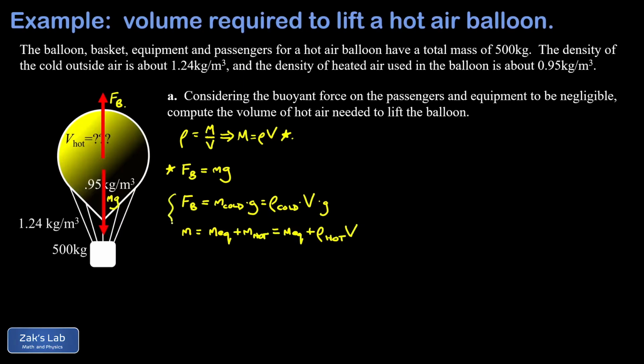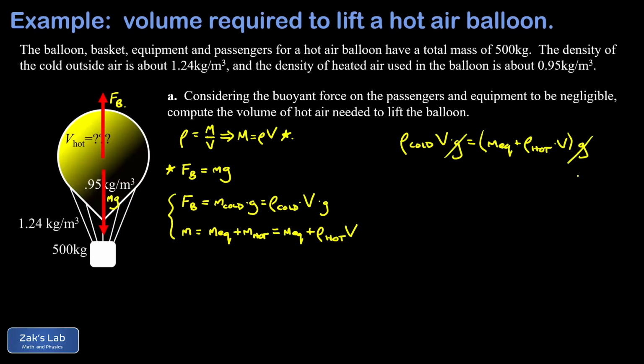Okay, so then we plug these details back into our original force equation. And this is our buoyant force. It's the density of the cold air times the volume of the balloon times g. And then on the right-hand side, the total mass is going to be M for the equipment, plus the density of the hot air times the volume of the balloon, all multiplied by g. Now the g's cancel out of this.